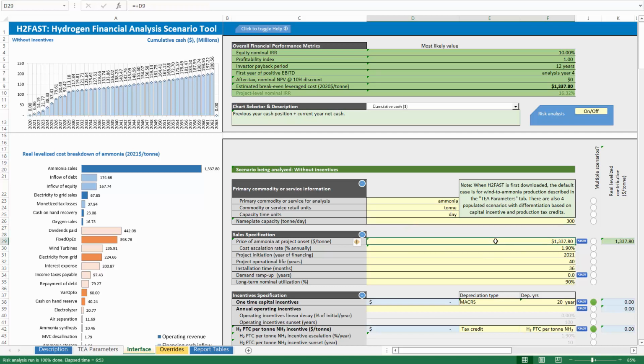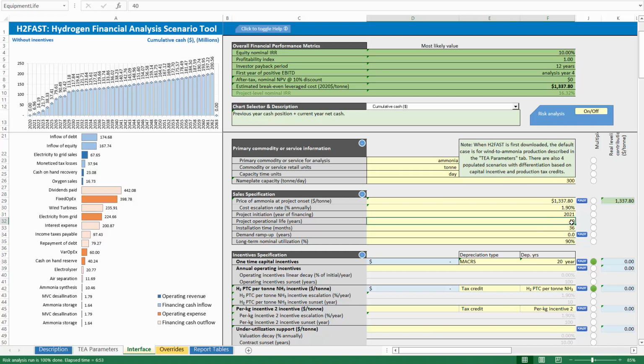In terms of sales specification, we're modeling this as a price setter model. So we use the cost that the model computes that covers all the operating expenses and cost of capital in order to achieve a 10% discount rate or rate of return on equity in this example. With this cost, we also achieve a project level IRR of 16.3%.